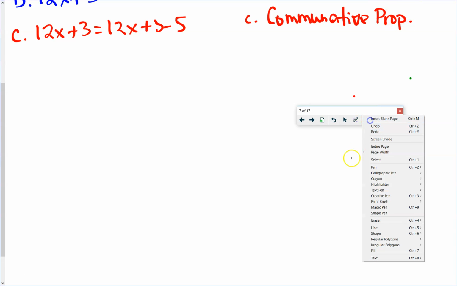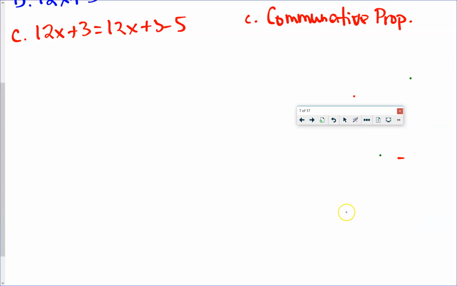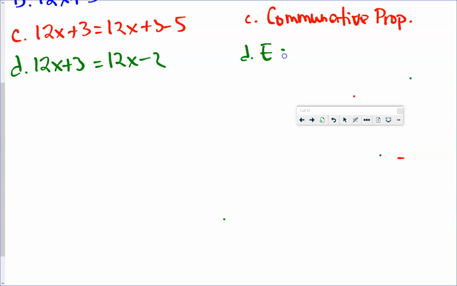All right, and then I am going to combine like terms. So I'm actually going to do 3 minus 5. So I have 12x plus 3 equals 12x. Well, 3 minus 5 is negative 2. So remember, whenever you combine like terms, that's an equivalent equation. I'm just going to abbreviate since my pen is acting up. Equivalent equation.